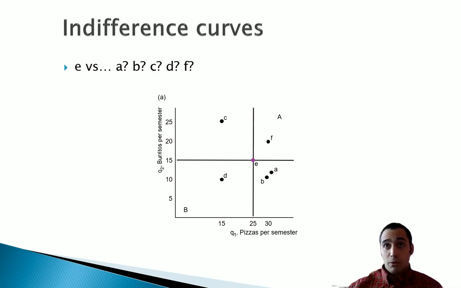Similarly, if we look at points A and B, we've gained pizzas and lost burritos. So someone who loves burritos will say that's a really bad deal. Someone who likes pizzas will say it's a good deal. So just using completeness, transitivity, and more is better, we can say that all these points are comparable, and the points that have more stuff must be preferred. However, that only gets us some of the way.